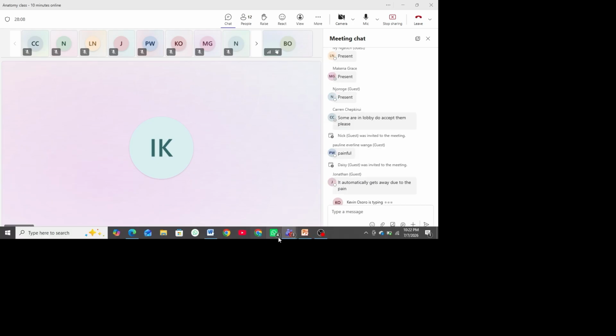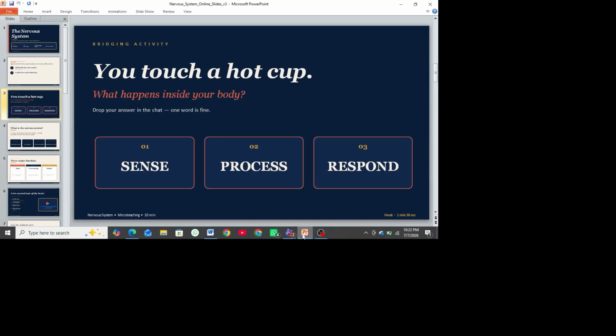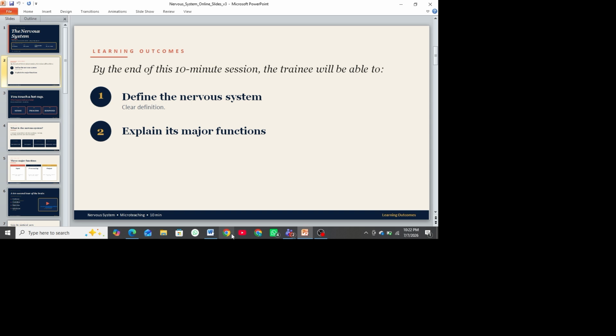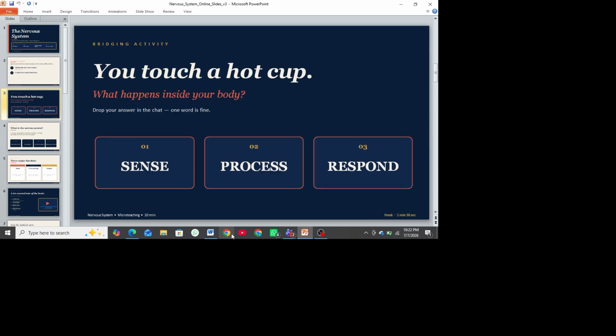Yes, sure. You just feel pain, then you have to retract the hand from that hot cup of porridge or water. The first thing that happens is sense, then your body processes, then your body responds. That is what happens in your body. You sense, you process, then you respond. So our learning outcome number 1 was to define the nervous system.